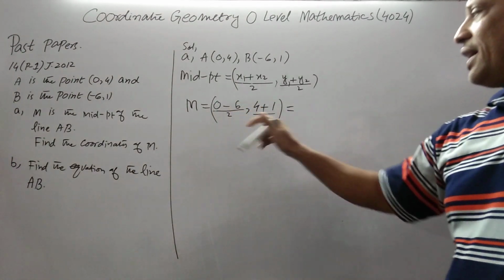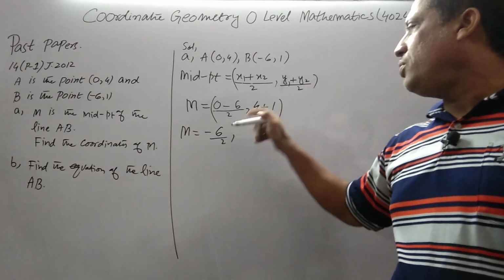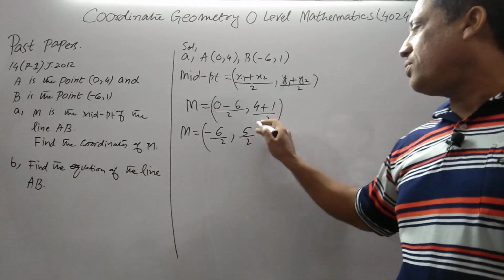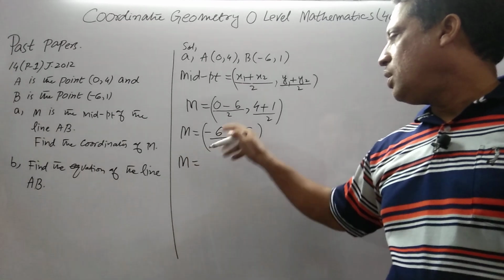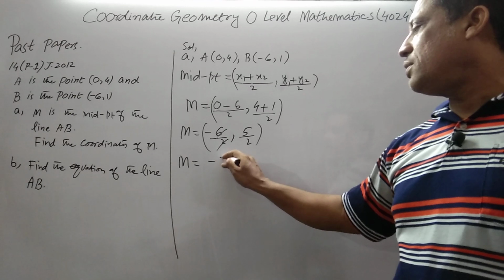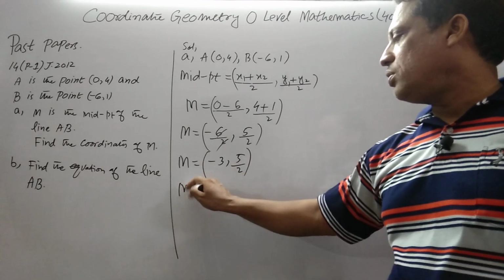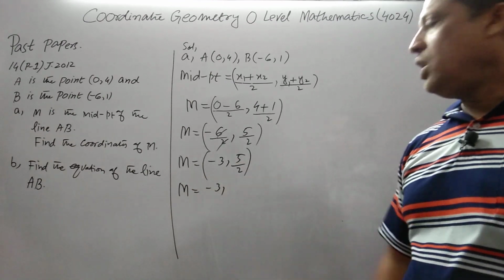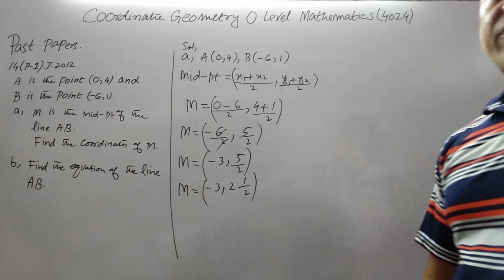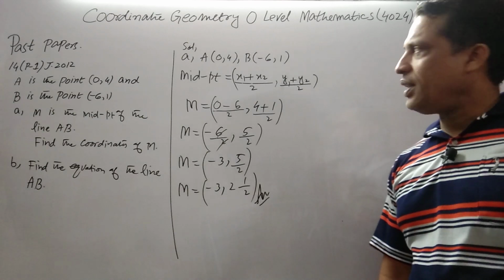0 minus 6 is -6 over 2. 4 plus 1 is 5 over 2. We can cancel 6 by 2. 2 1s are 2, 2 3s are 6, so -3, 5 over 2. Or you can write -3, 2 2s are 4, 4 1 upon 2 in the form of a mixed number. So this is the answer of part A.